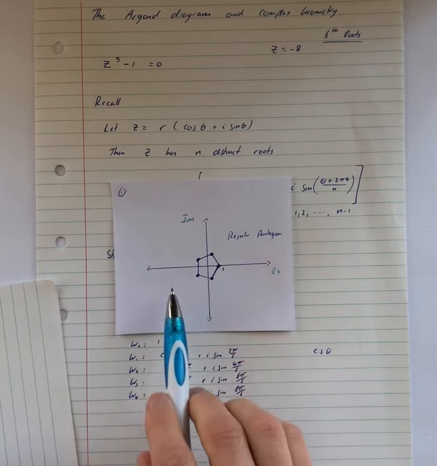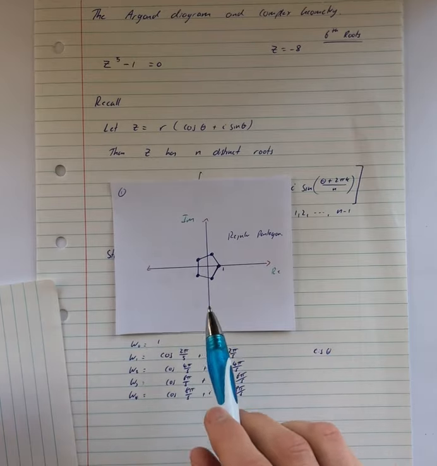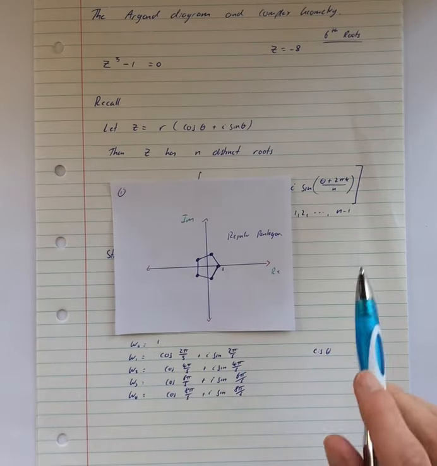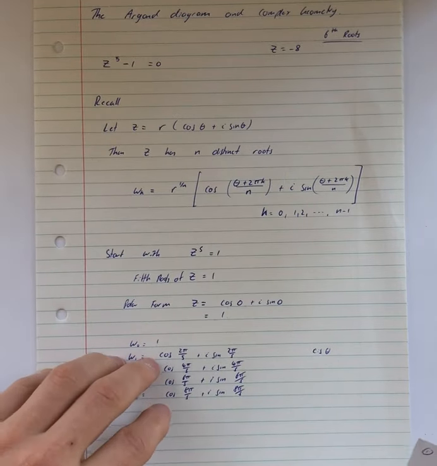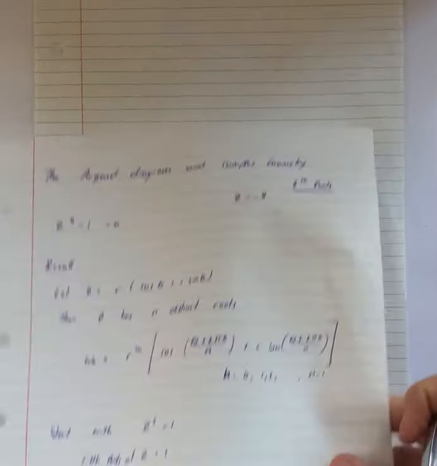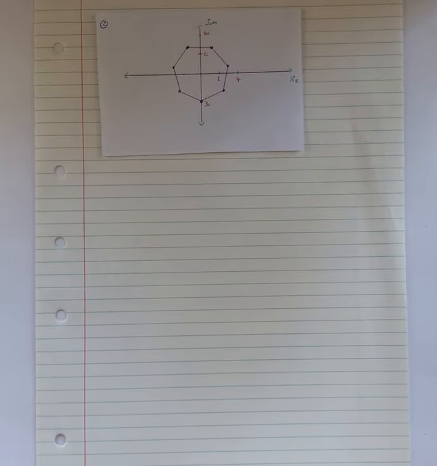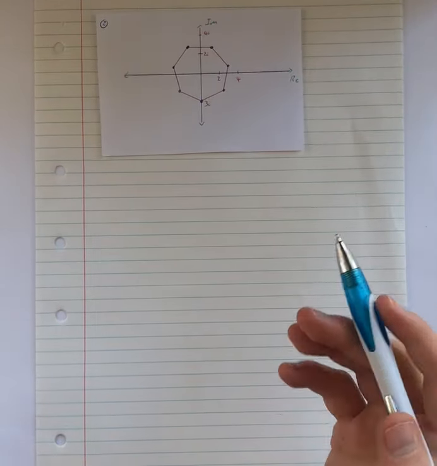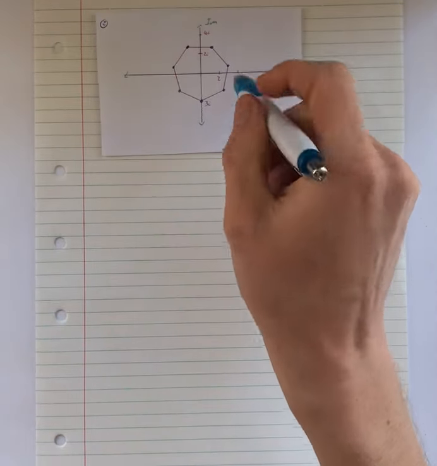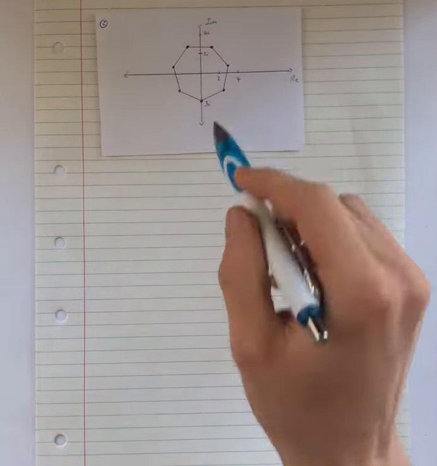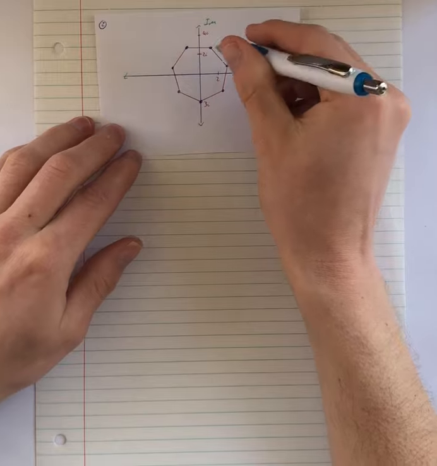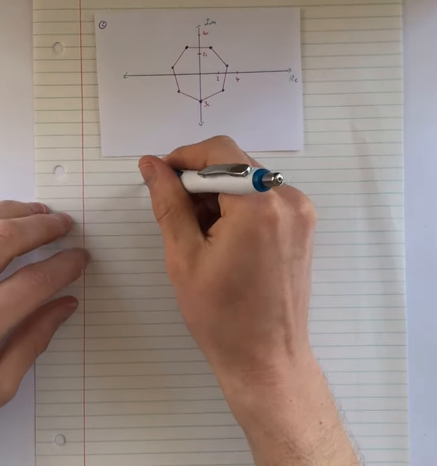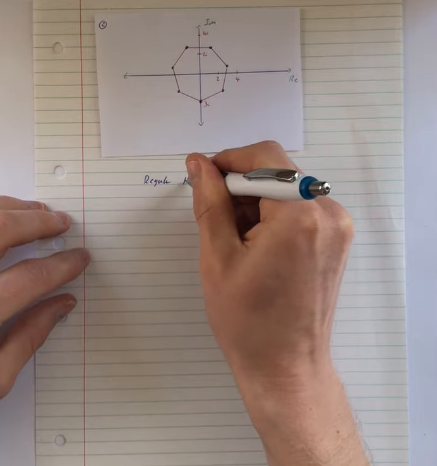Cool. So what we want to do now is go from the regular shape on the complex plane, or Argand diagram, and go back and write the equation. What does that mean? Let's have a look at this example here. We want to write the complex polynomial for this problem. So how many sides does it have? It's 7 sides, so we have a regular heptagon.